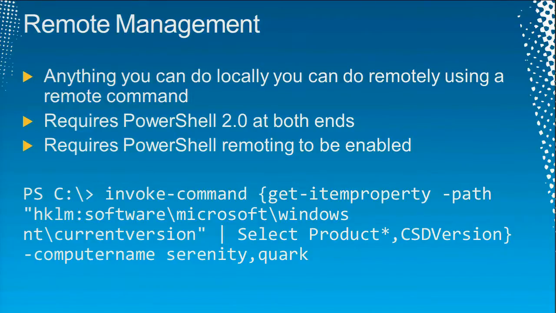The way that I would do something remotely is to use Invoke-Command. Invoke-Command, Get-ItemProperty, the path that I want, select the properties that I want, and then specify the computers that I want to run that on. So on computers Serenity and Quark, I would get a result back of that query just as if I was on that computer, right? That's the beauty of PowerShell remoting.